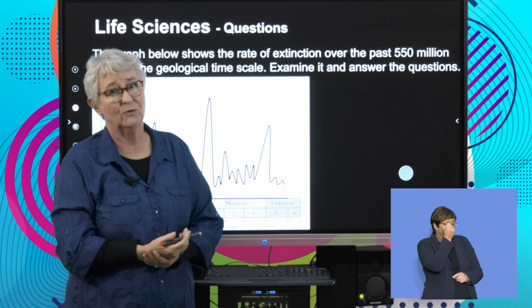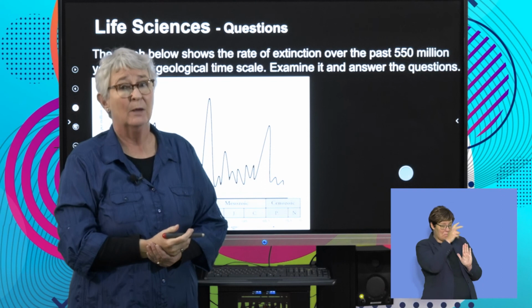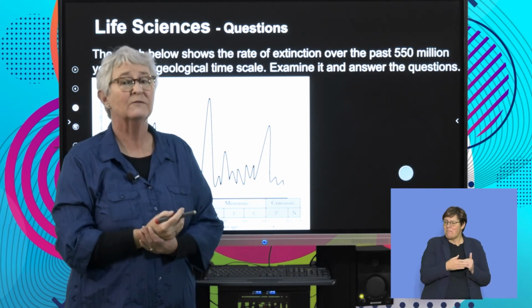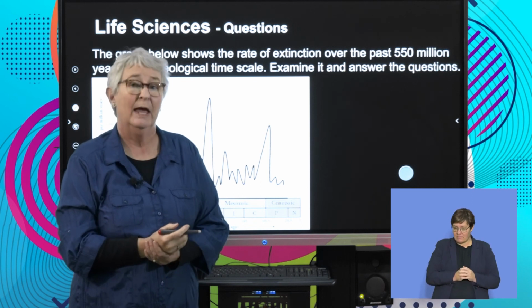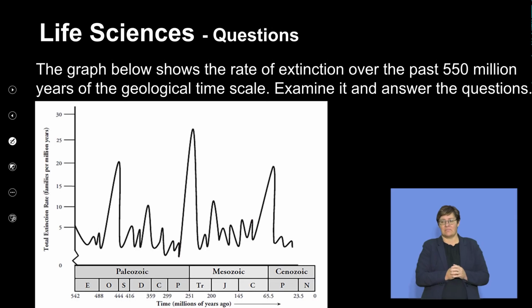Hopefully by now you're getting the hang of this, because there's one more different type of question that we need to have a look at, and we're going to have a look at it now. This particular one is also a graph, and it shows the rate of extinction. In other words, how many organisms became extinct at a particular time.